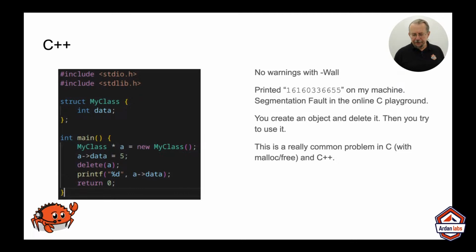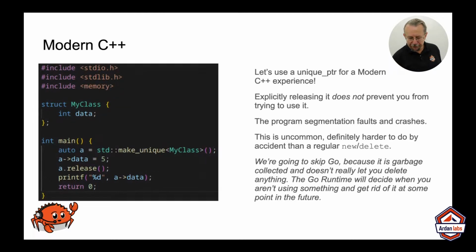Well, here's the thing. This doesn't crash on my Linux machine that I wrote this on. It prints out a big number starting with 161033. I have no idea what that was. I didn't go digging with the memory allocator to find out what. In the online C playground, it segfaulted and died. So you've created an object, you've deleted it, and then you've tried to use it. Believe it or not, this is a very common problem. If you go through the bug list history for Mozilla, you can see why it inspired some of them to come up with Rust. Modern C++ elides the problem.